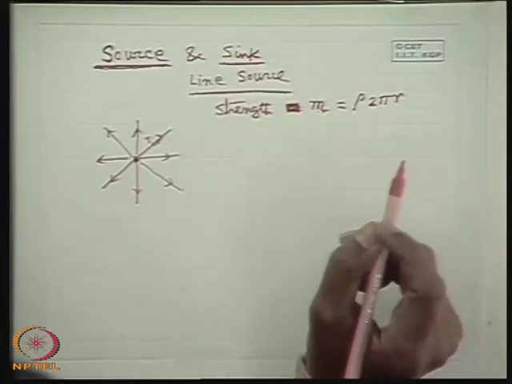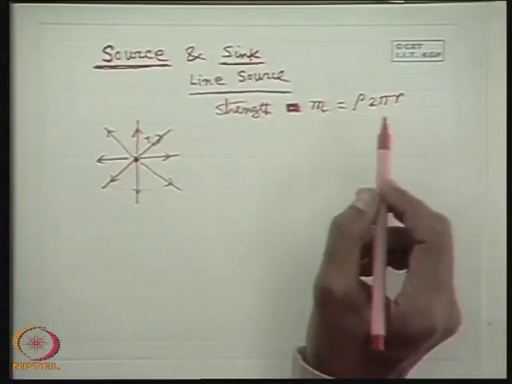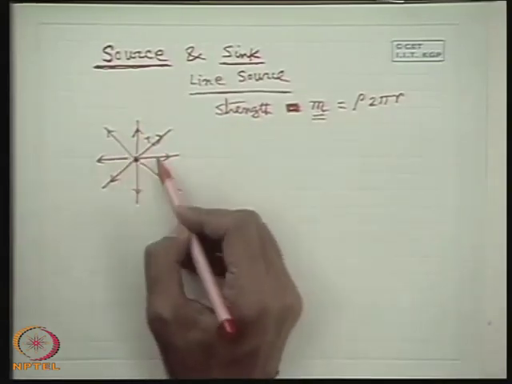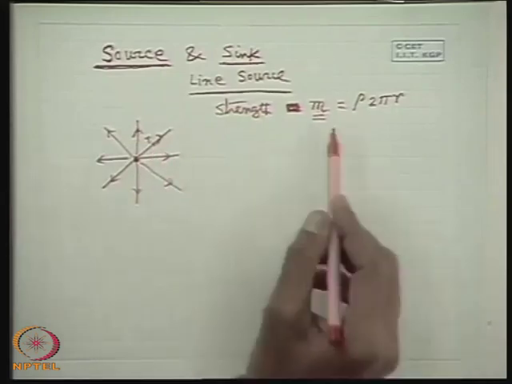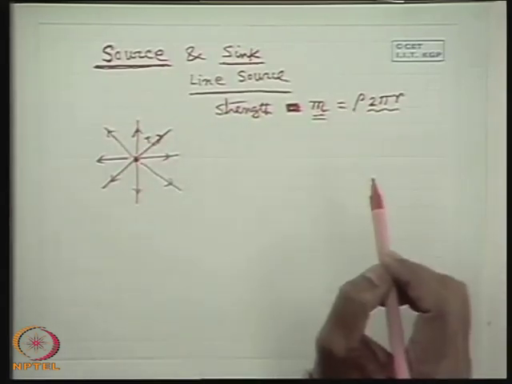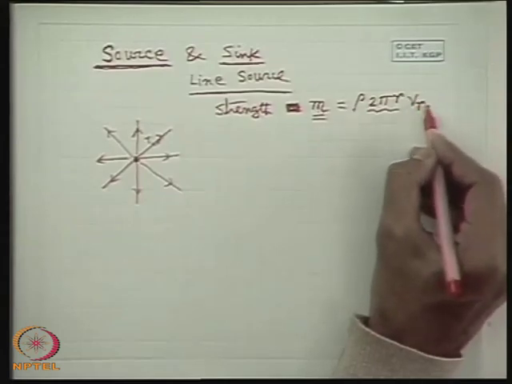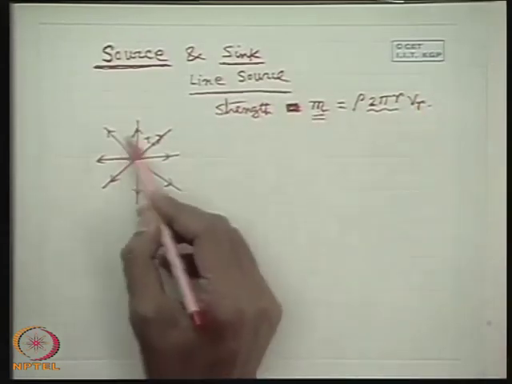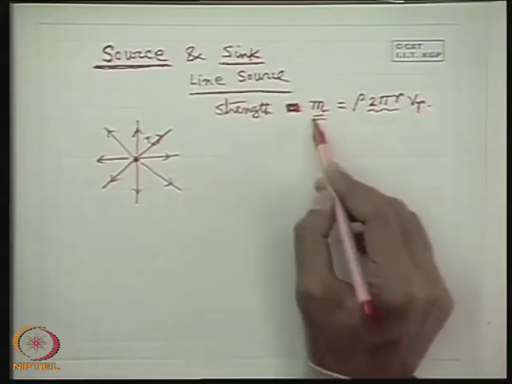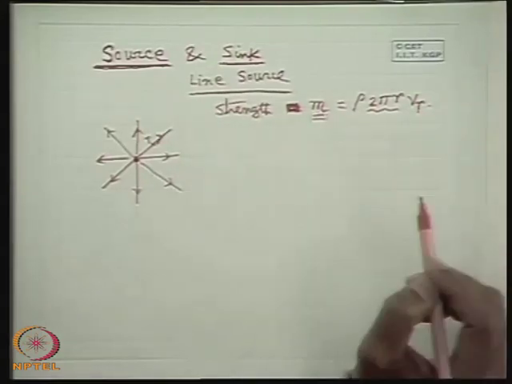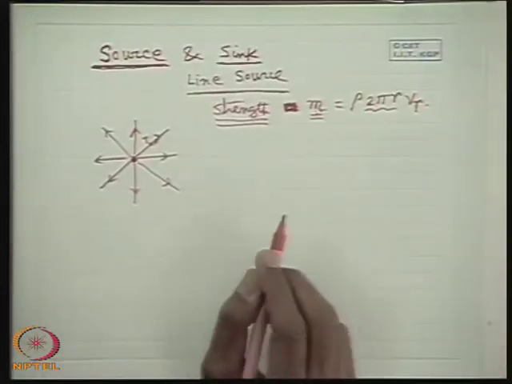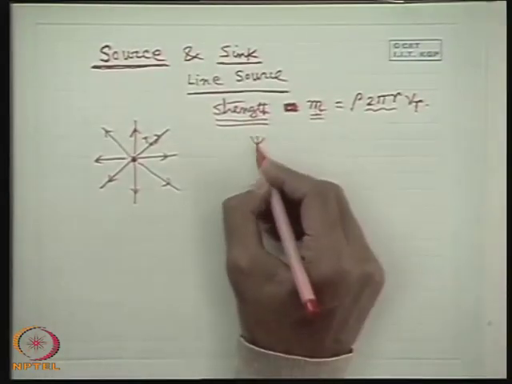So we can define the strength of the source as the mass flow rate, which is twice pi r times unit length times the radius. So this is the flow area, and this is rho into VR into VR. That means twice pi r into unit length is the surface area times the VR times the rho. This is the mass flow rate, M, which is known as the strength of the source. Now you find out the expression for stream function psi.